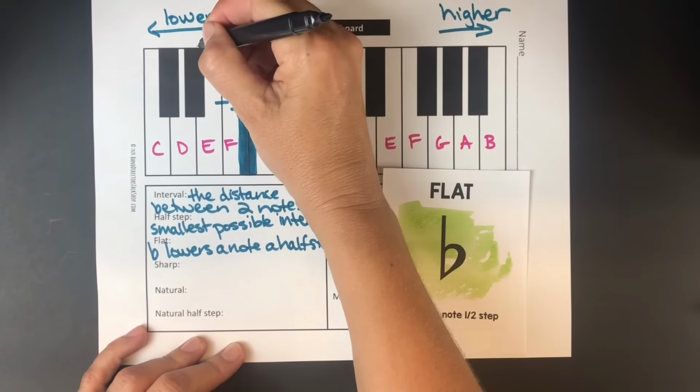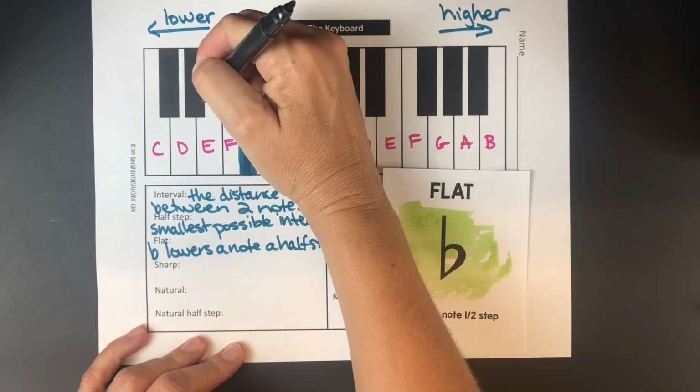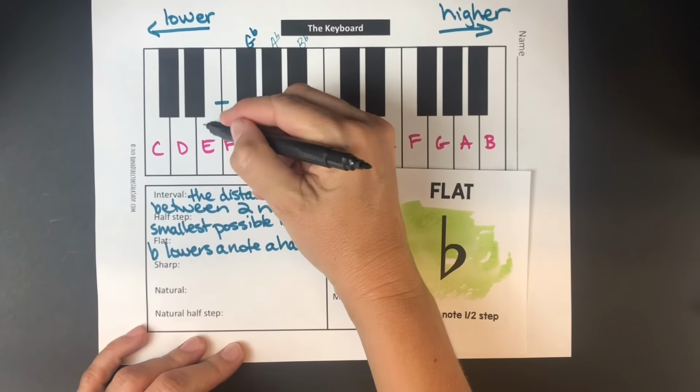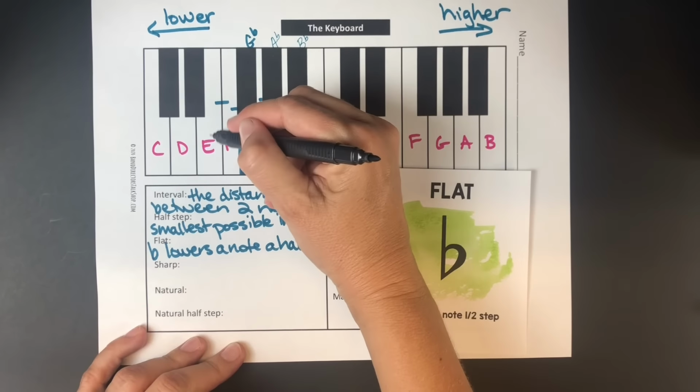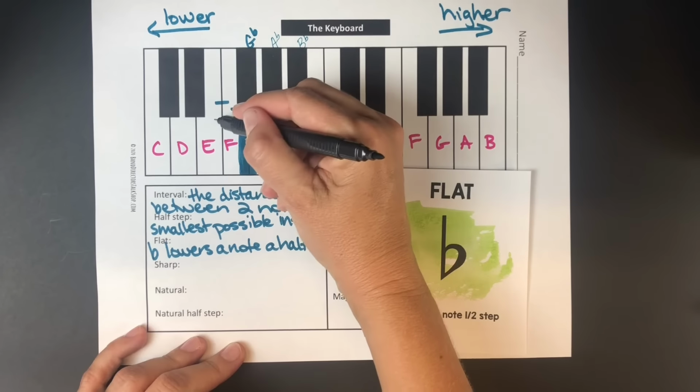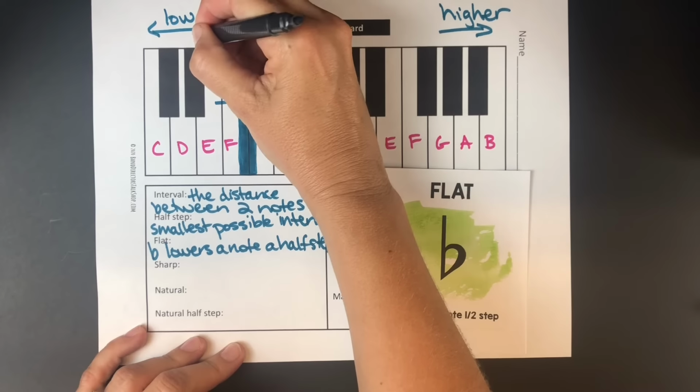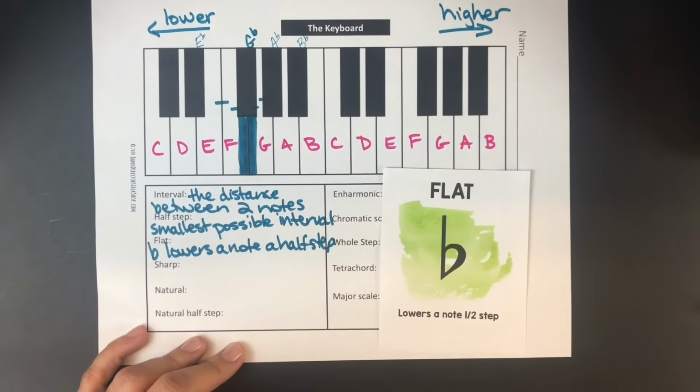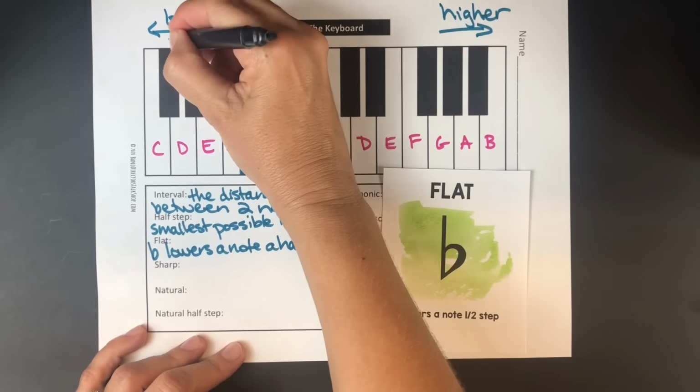Well, let's do these two together just to be sure you get them right. E, lowered a half step. Now, remember, we could color this in and all that, but we know that this note's in between these. So if we go down a half step from E, that's E flat. And then this one would be D flat.